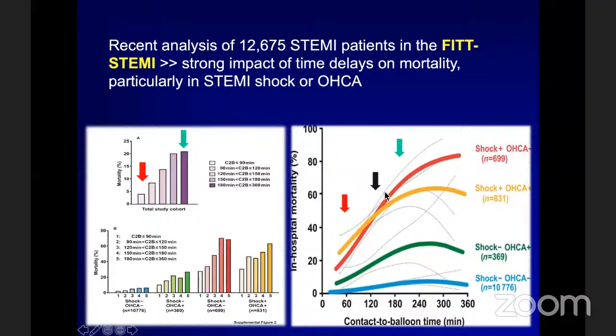Also, if we look at the right panel, we can see the red curve, which represents the worst scenario for patients with acute coronary syndrome. Those patients have cardiogenic shock. They carry the maximum risk and the maximum rate of complications. We can easily identify the difference between early reperfusion within 1 hour, as shown by the red arrow, and late reperfusion after more than 2 hours, shown by the green arrow.